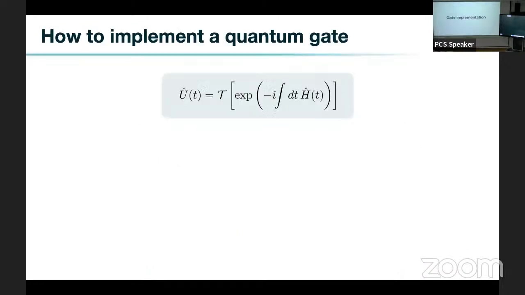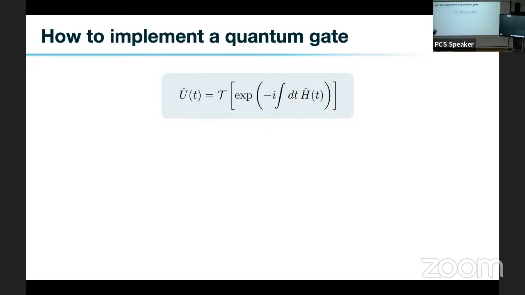So let me explain how we can implement a quantum gate in a physical system. Basically, a quantum gate is a unitary. As we can learn from the textbook, the unitary can be designed by engineering the Hamiltonian.